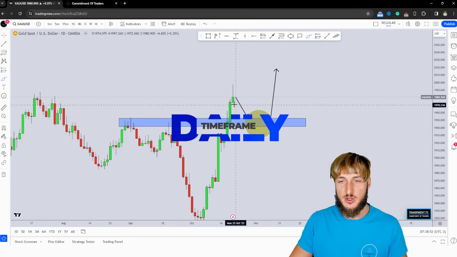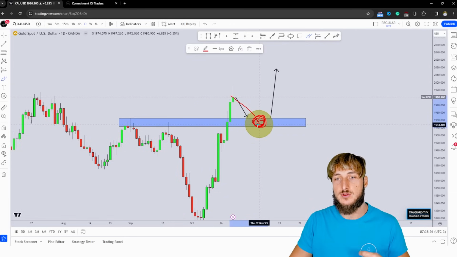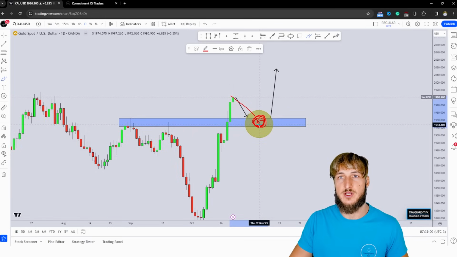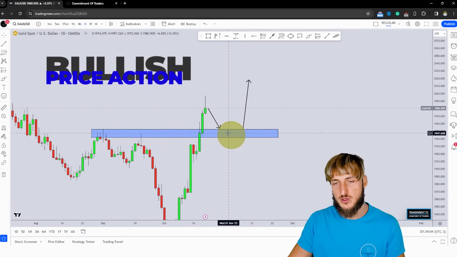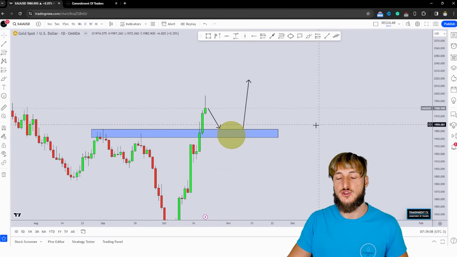More institutional longing, and if the market will now retrace to this area here, there is good probability to see more longs added, more shorts getting closed on the institutional side of the market, increasing the probabilities of a potential move higher. So if the market will retrace to this area, we could be approaching a potential move higher.